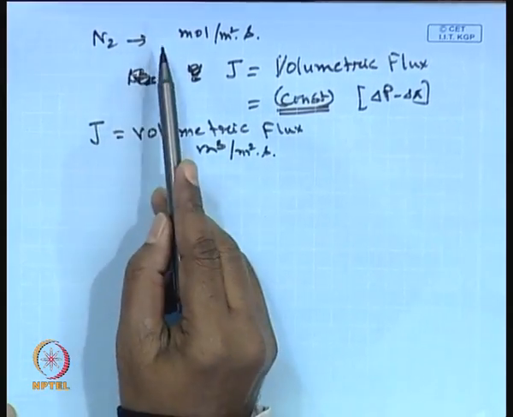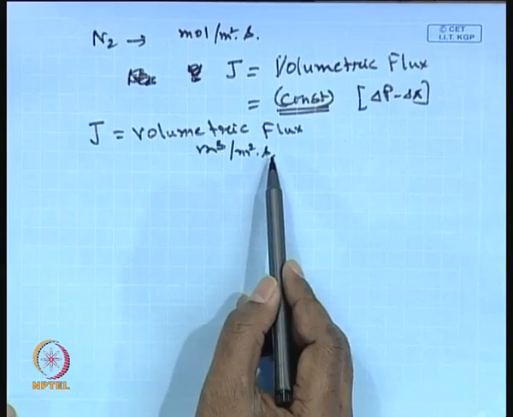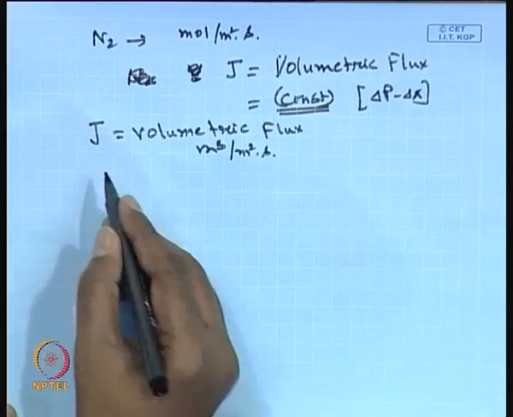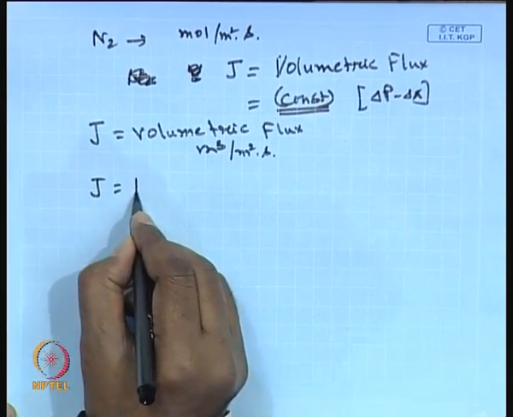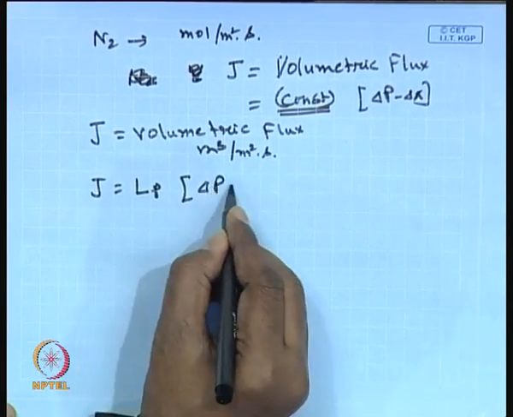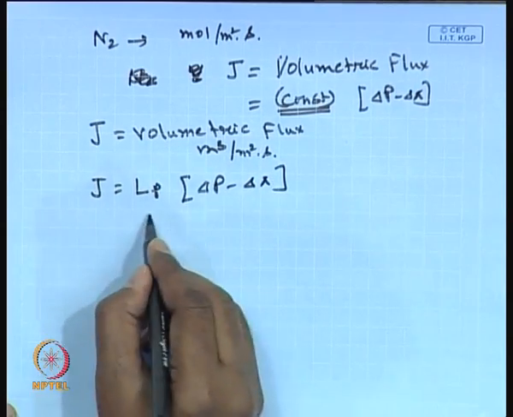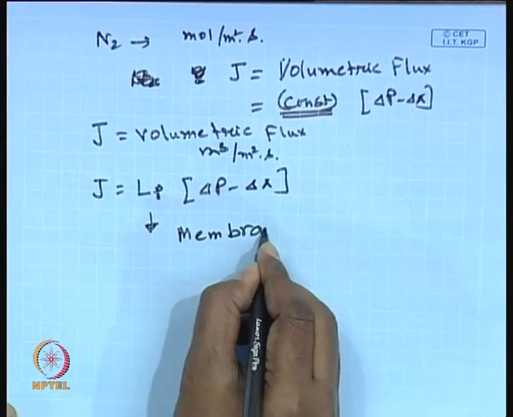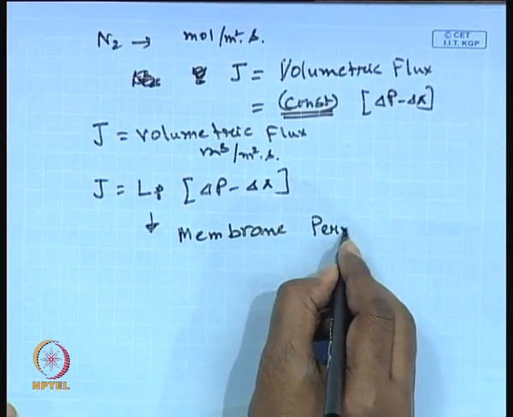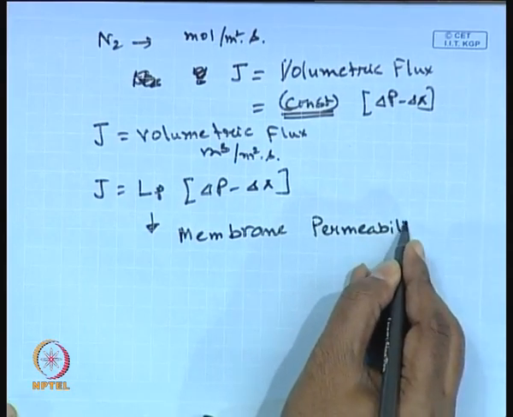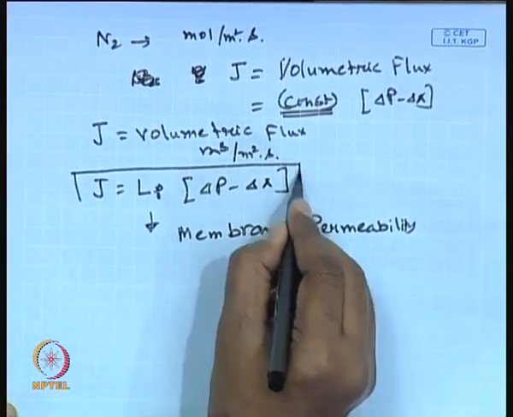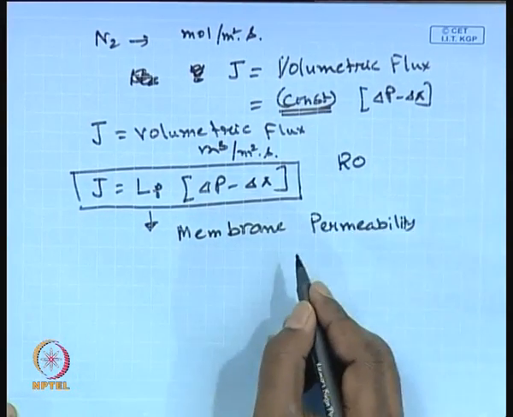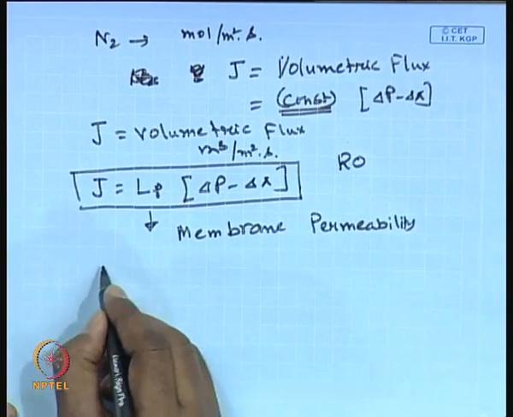You can easily convert mole per meter square second into meter cube per meter square second by invoking the factors of density, molecular weight, and so on and so forth. So, J becomes Lp times delta P minus delta pi. This Lp is known as the membrane permeability. So, this relation gives the solvent flux in case of reverse osmosis through the membrane, and this is known as the osmotic pressure relationship.